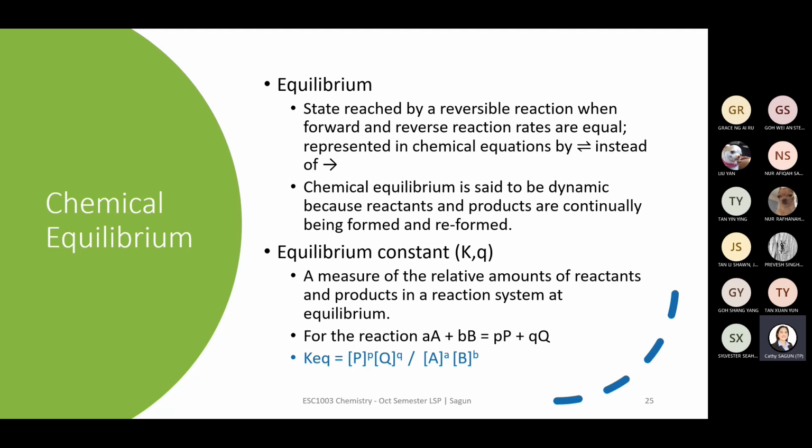So P raised to its coefficient, small p, and then multiply by the concentration of Q raised to its coefficient, small letter q, divided by, as I said, products over reactants. So we start on the right side before, and then we divide it by the left side. So A raised to a, multiplied by the concentration of B raised to b. Okay, so this is a general formula, so you don't have to be confused with that.